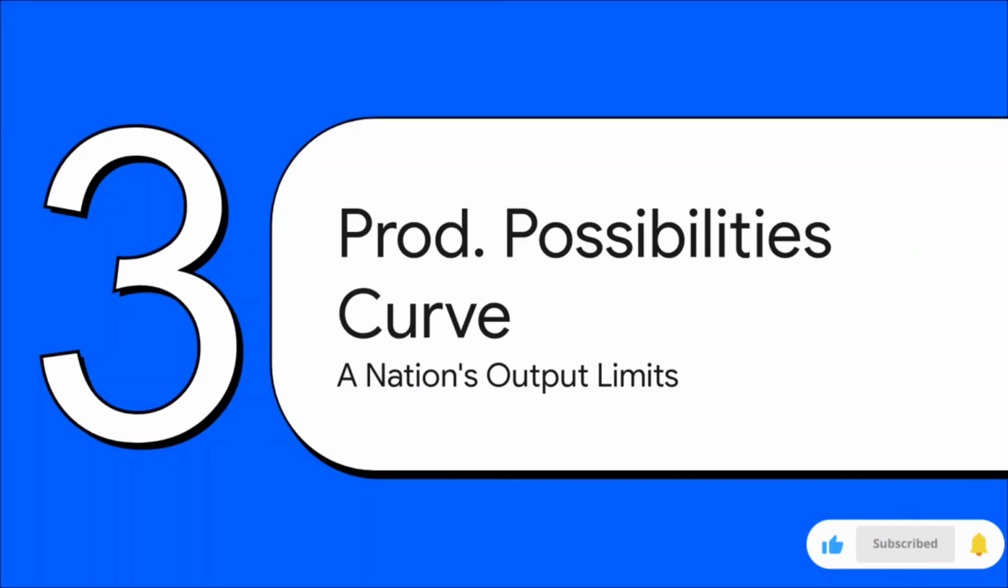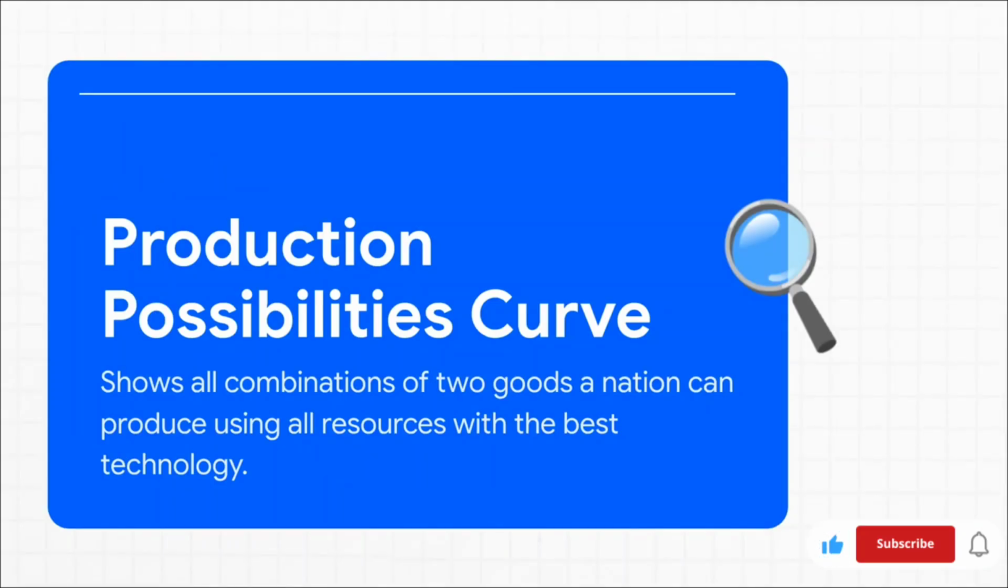Okay, enough with the lists for a moment. Let's actually see what this all looks like. To really get a handle on trade, economists use a super important graph that you absolutely have to know for your exams. It's called the Production Possibilities Curve, or PPC for short. This graph is basically a map of a country's maximum potential.